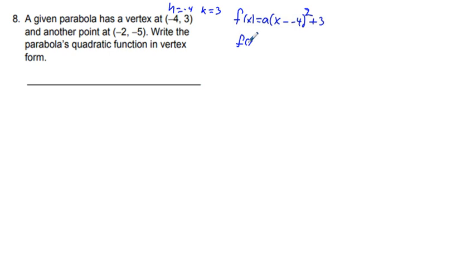so I'm going to just rewrite this as f of x equals a times quantity x plus 4 squared plus 3. And now we're going to use our other point. So for that, I'm going to just circle this and draw my arrow over here. We're going to say -5 is equal to a, which we do not yet know, and x is -2, plus 4 squared plus 3.